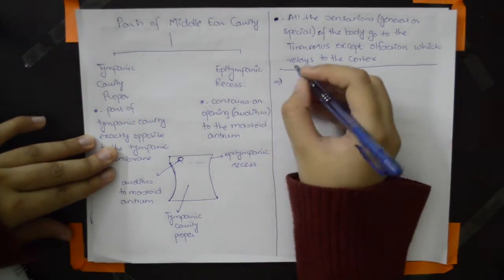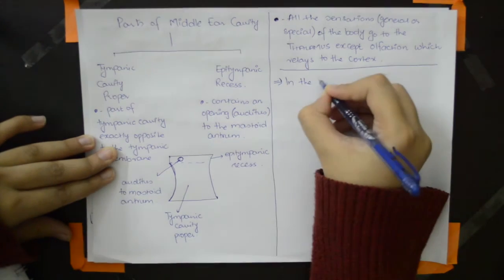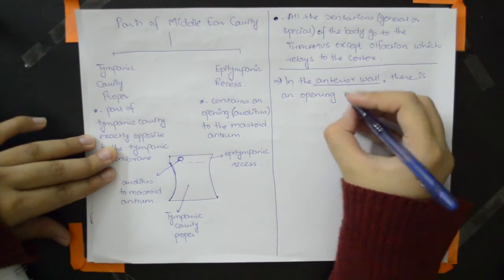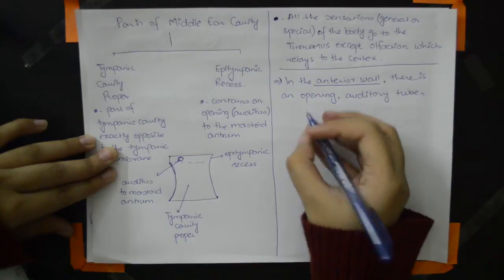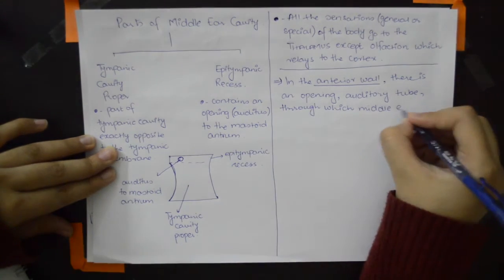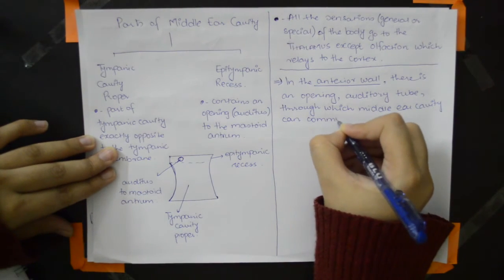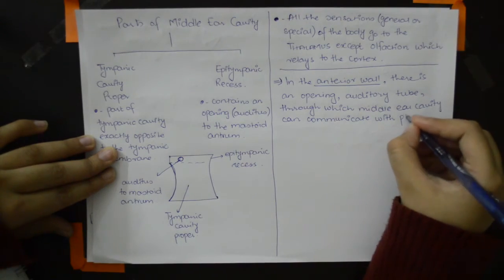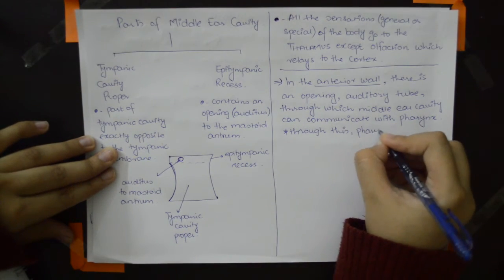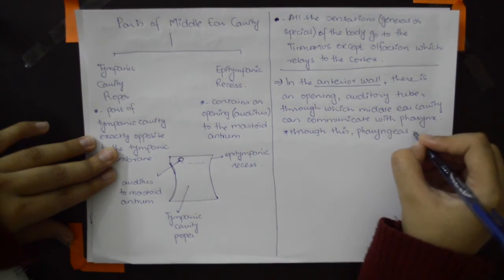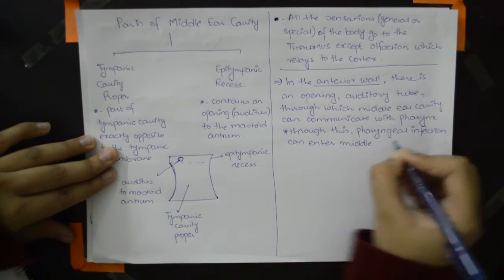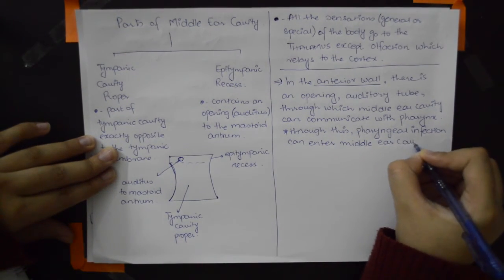Anyways, moving forward, in the anterior wall there is an opening which is called the auditory tube, through which the middle ear cavity can communicate with the pharynx. Through this, pharyngeal infection can enter the middle ear cavity.